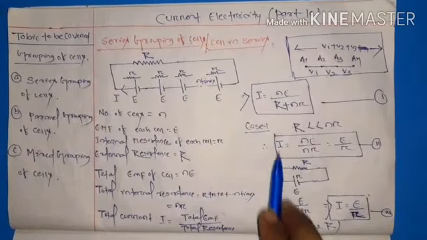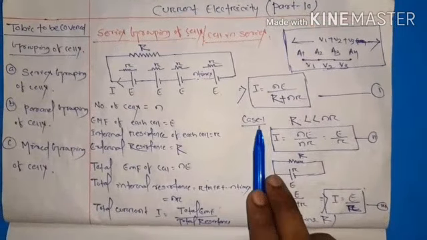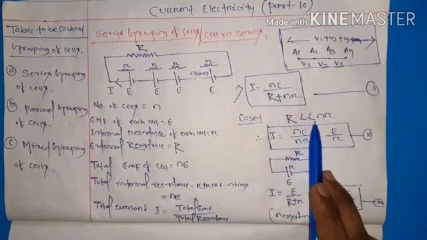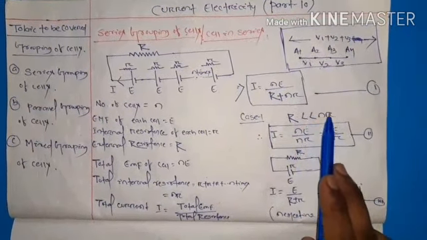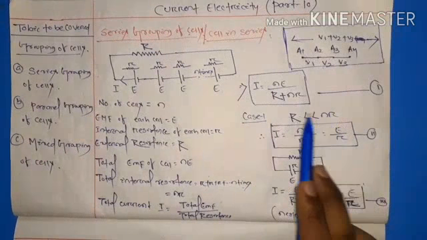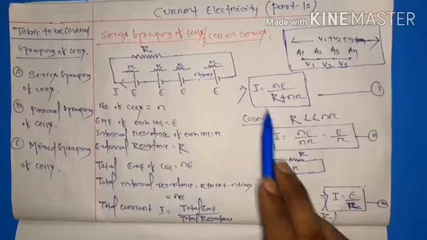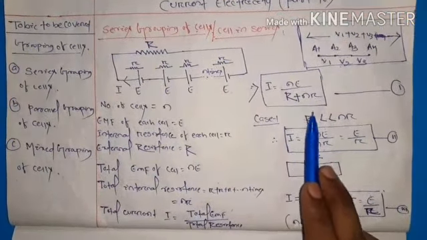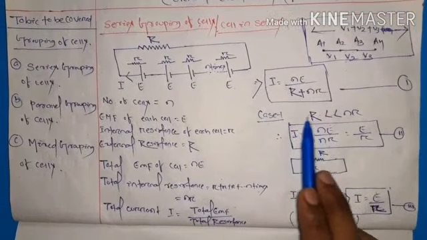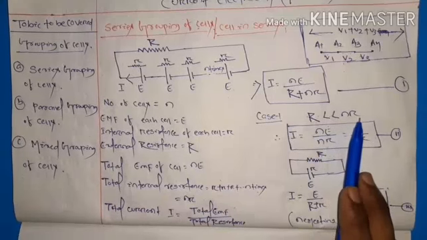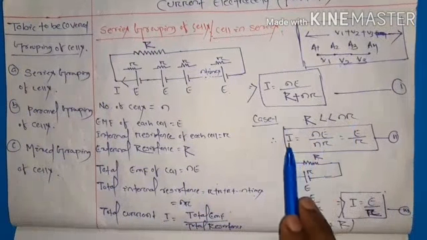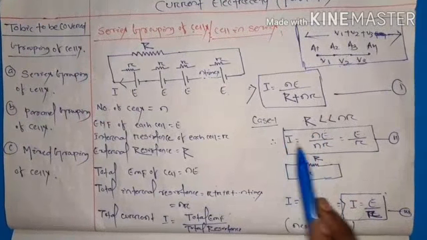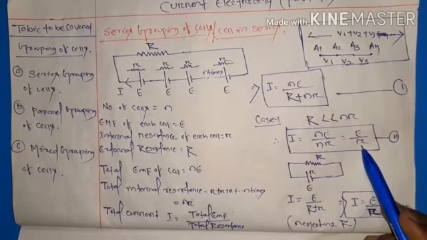So two cases arise. Case 1: if external resistance is very much less than internal resistance of the combination, the equation of current I is equal to nE divided by R plus nr. Here R is neglected because R is very much less than nr. So I is equal to nE divided by nr. n cancels. I is equal to E by r.